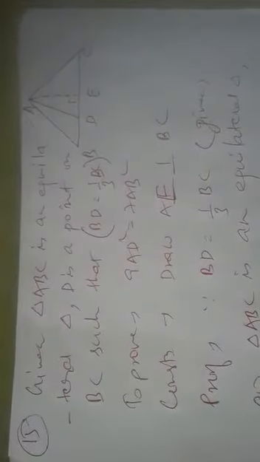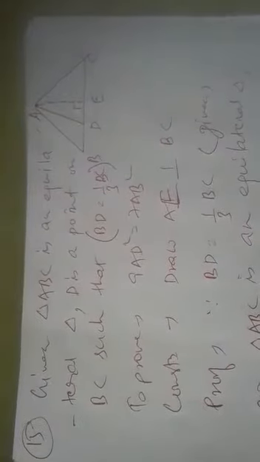It is question number 15 of exercise 6.5. In this one, it is given that triangle ABC is an equilateral triangle, and D is the point on BC such that BD is equal to 1/3 of BC. It means that D is the point on BC which trisects BC. So we can say that BD is equal to 1/3 BC. Now what we have to prove? We have to prove 9AD square is equal to 7AB square.